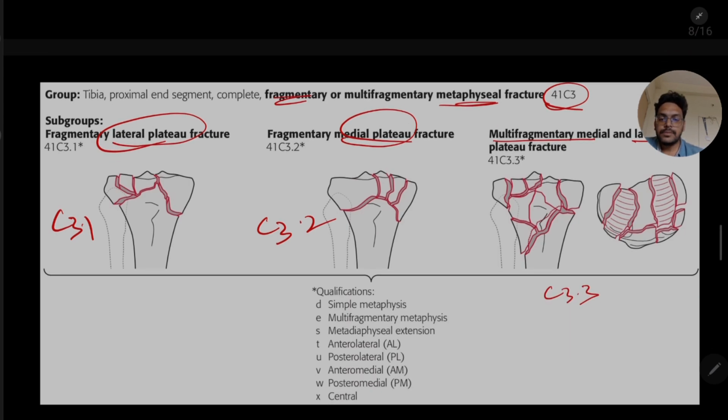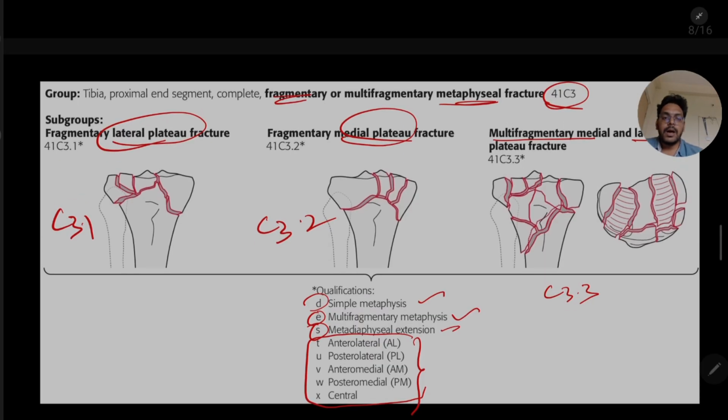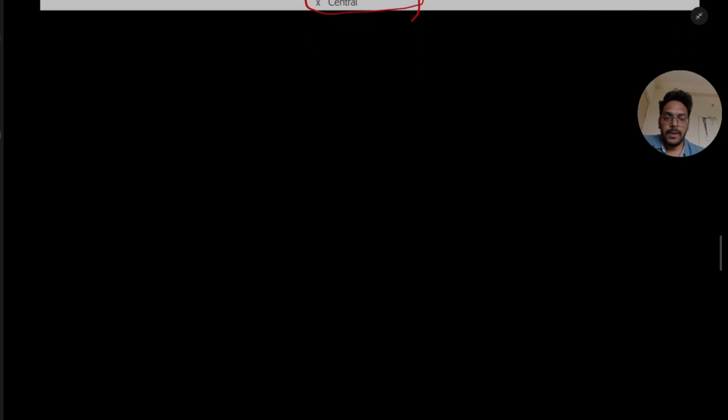Here it tells you what type of area is involved. You give it as anterolateral, posterolateral, anteromedial and posteromedial. Then if it is simple metaphyseal or multifragmentary metaphyseal, you give it as D and E. For metadiaphyseal extension, you add yes. This is the complete classification of AO.